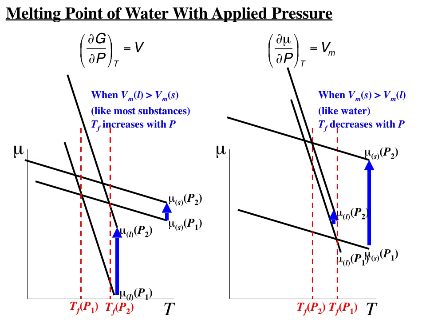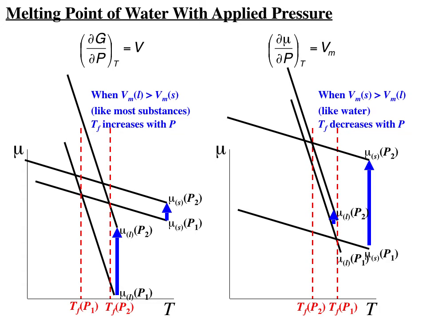Now let's go to the right side curve. The right side curve represents the behavior for water. Water is a material where the volume of the solid is greater than the volume of the liquid.